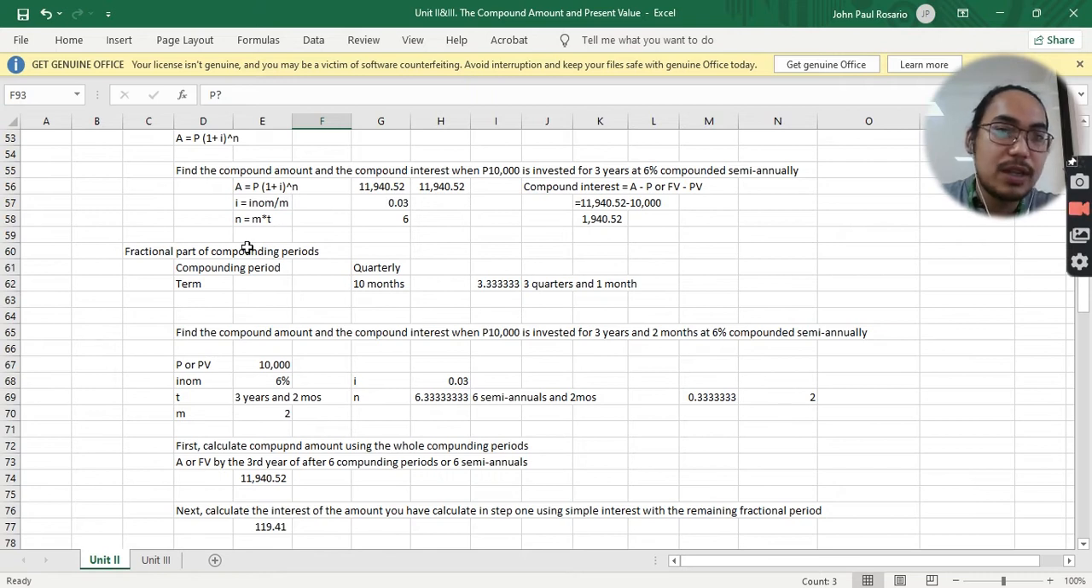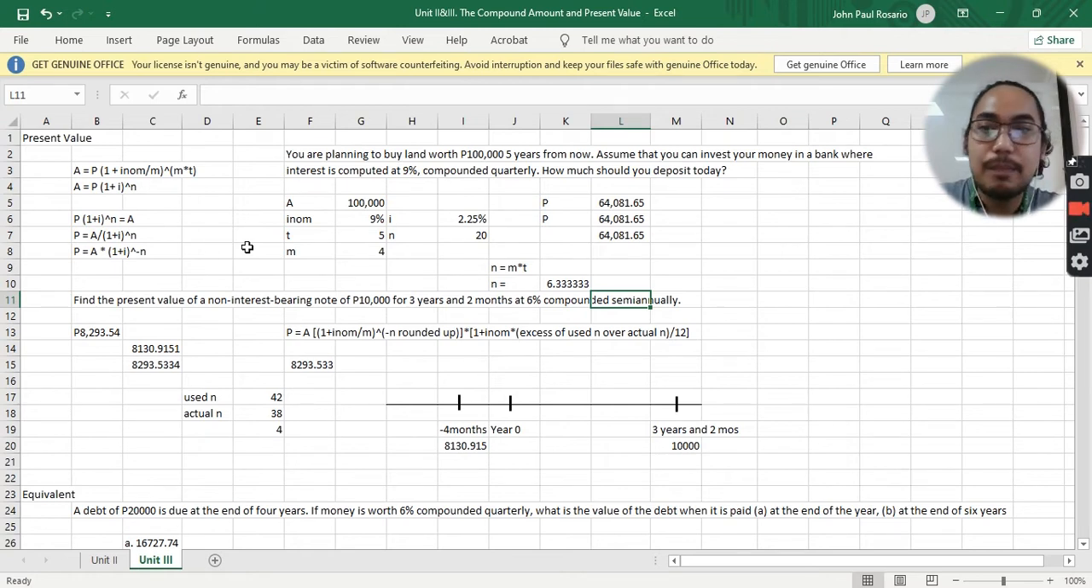So for example, 3 years and 2 months. If compounded semi-annually, you compute first the future amount for 6 periods. That's 3 years times 2 because it's semi-annual. So that's 6 periods. And then you compute the simple interest of that compound amount for the remaining 2 months.